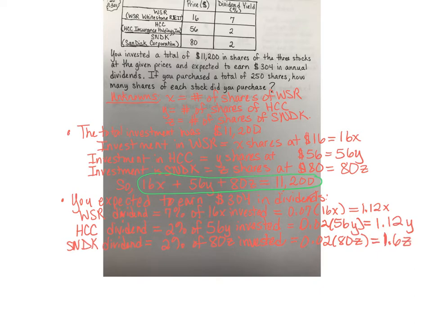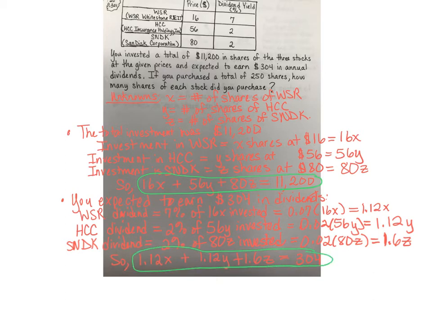So what we have now is we expected to earn $304 in dividends. We have the dividend for each one. Now that we add them up, that means that 1.12x plus 1.12y plus 1.6z is going to be equal to 304. That's going to give us our second equation for our system.